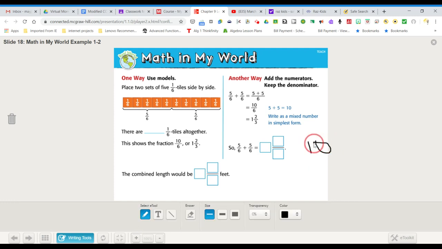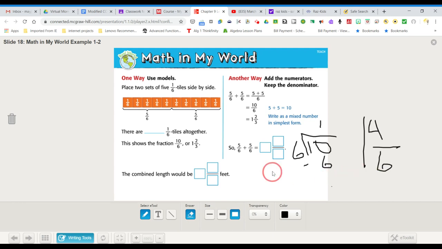10 divided by 6. All right, goes in one time. There'd be 4 left over. So why didn't they write 1 4/6? They wrote 1 2/3. What are you guys thinking? If you said they divided by 2, you are absolutely right. So they divided by 2 and they got 1 2/3. 4 divided by 2 is 2 and 6 divided by 2 is 3. Those of you shouting out the answers, good for you.